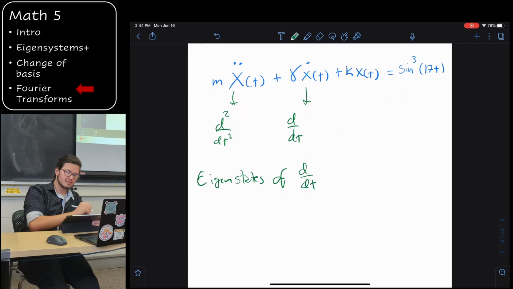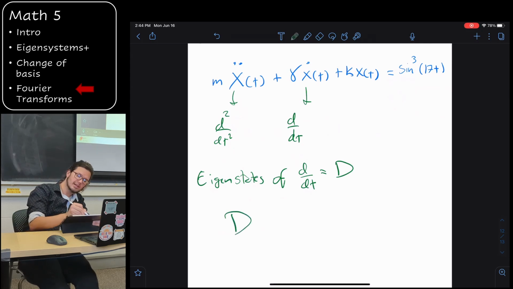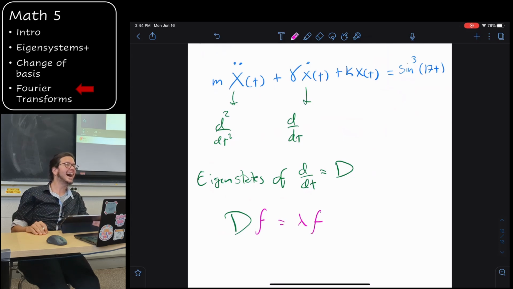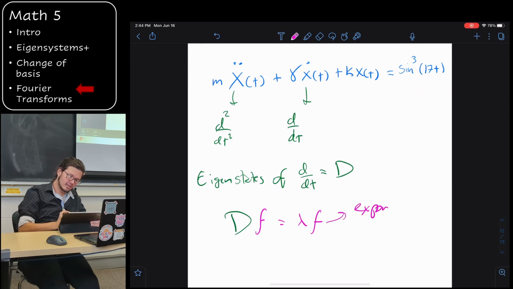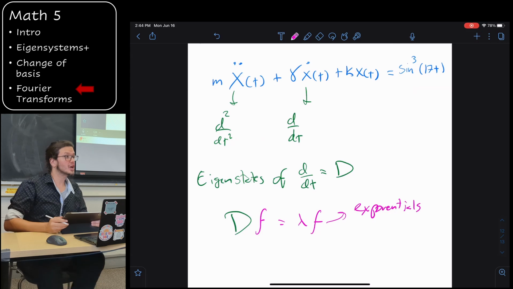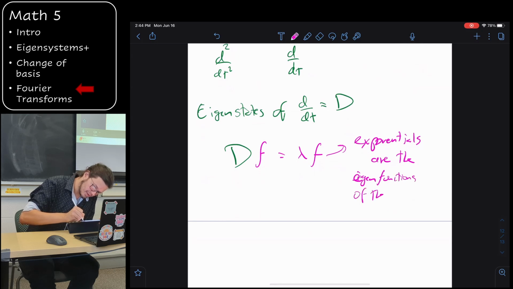Can you think of a function? I'm going to write this as a big B because I want to draw the idea from the matrices. Can you think of a function or a vector such that d applied to f is just a number times f? Exponentials. That's why we were looking at that differential equation at the very beginning. These are exponentials. So the conclusion from all of this is that exponentials are the eigenfunctions of the derivative operator.